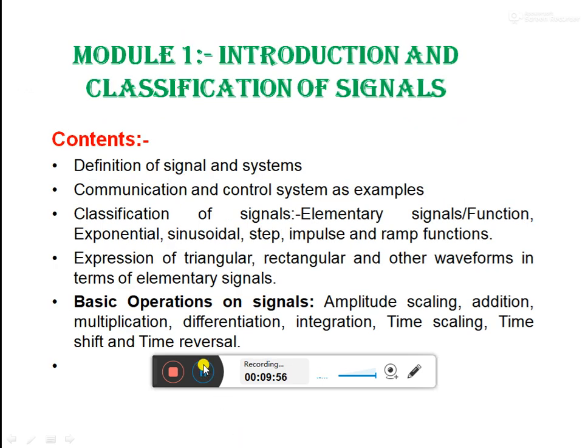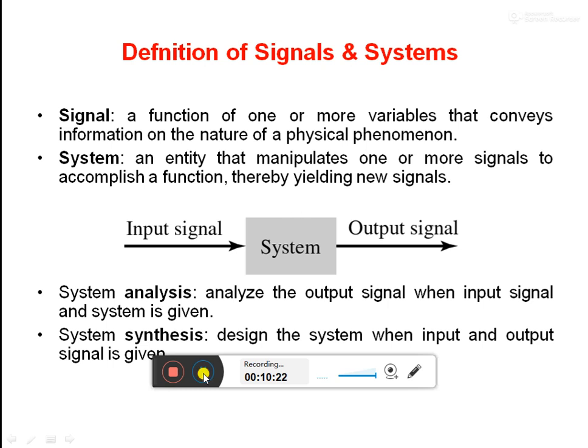Let's start with the first module. As discussed in the syllabus, the content of this module is: initially we will discuss the definition of signals and systems, communication and control system examples, classification of signals, and basic elementary signals, followed by basic operations on signals. So let's start with the introduction.